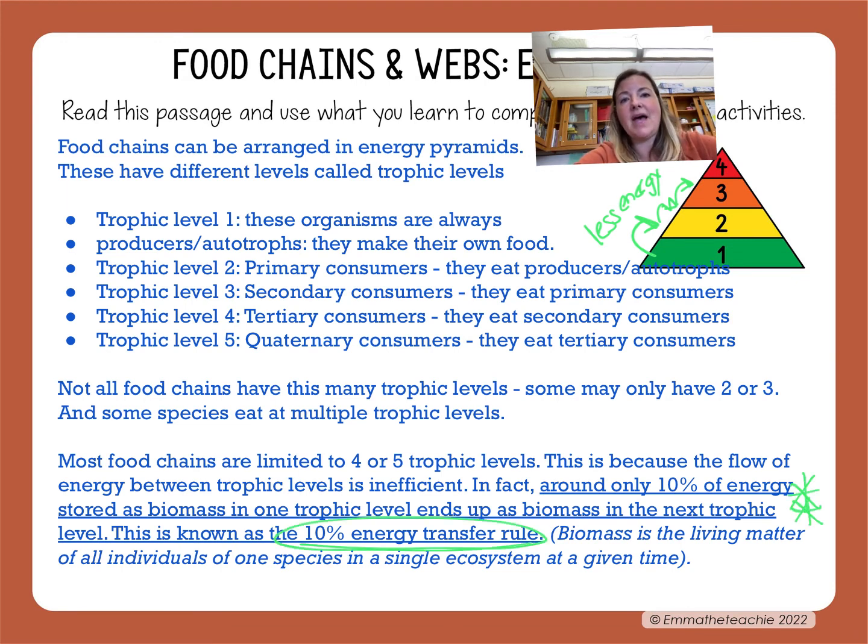So that means that the amount of organisms, the amount of biomass, which is simply how much mass an individual species makes up in a particular ecosystem at a time, we can't have more rabbits than we have producers to feed those rabbits because some of that energy is not going to be transferred from one level to the next.